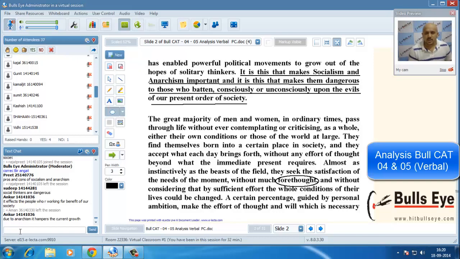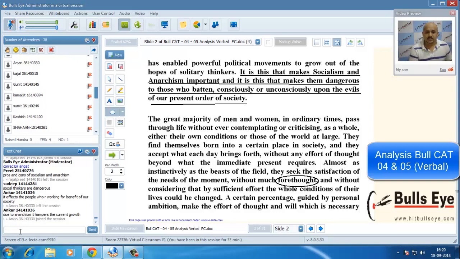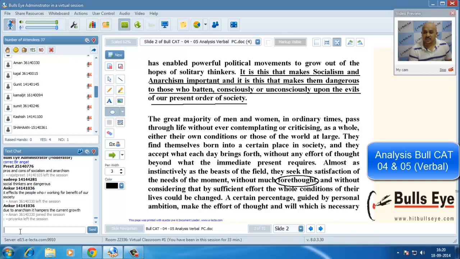In the previous line, he was talking about how important political movements have grown out of socialism and anarchism, which means that this line, right at the start, talks about the importance of socialism and anarchism and how their influence is growing, how they can lead to powerful political movements. Now, what does this do? This threatens people. Who does it threaten? If you look at the pronouns, it says it is this that makes them dangerous to those. Now, he's referring to what? Those refers to the people who are currently indulged in maintaining the current systems, the current evils. They might be doing it consciously or unconsciously, but these individuals who are effectively the caretakers of the evils of society are threatened by anarchism and socialism. So this is the meaning of this particular line.